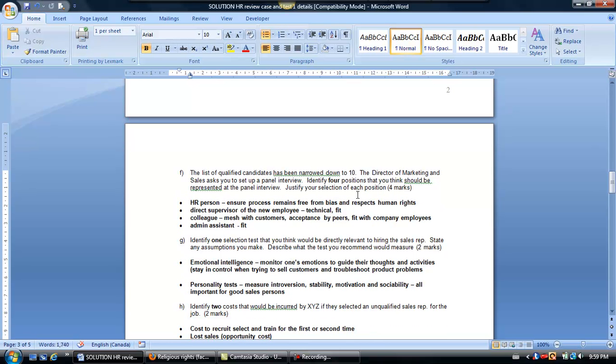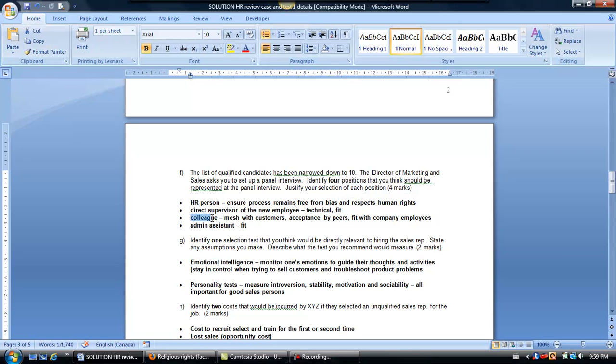Well, the first thing you always do is you always want an HR person there. Why? Because this will ensure that the process remains free from bias with respect to human rights issues. It'll make sure that people each have a turn to answer the questions or to ask the questions, those kinds of things. So you want to make sure that the process is run efficiently, effectively, and within the legal parameters of the HR profession. You'd certainly want a direct supervisor of the new employee just to make sure that they can assess their technical knowledge and to make sure that they're a good fit with the existing salespeople.